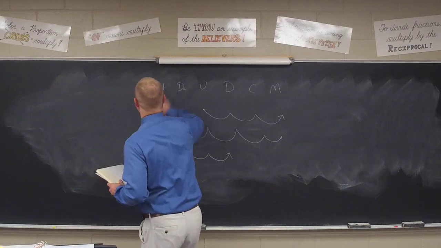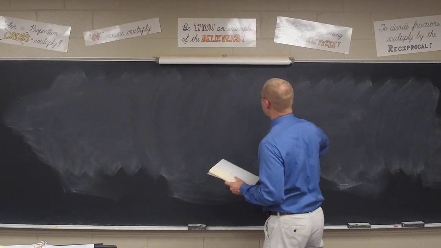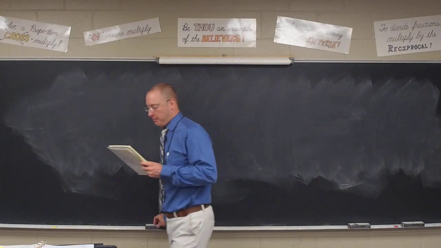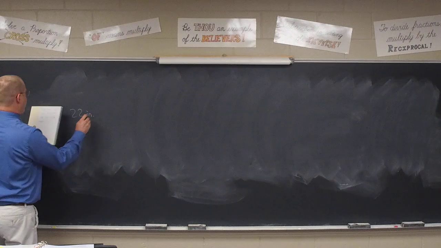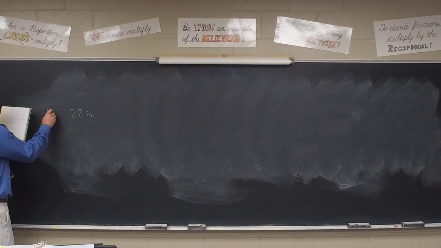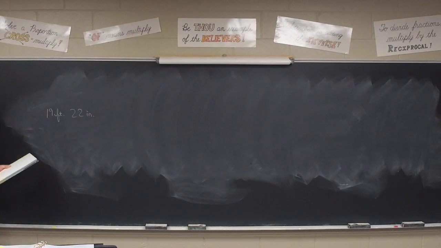To add compound measures, remember, you just add them up. Don't make it hard. Add up all the inches. Call it out. 22 inches. And then add up all the feet. 19 feet. But, so that's just addition. Don't make that hard. But we don't leave the answer like this.